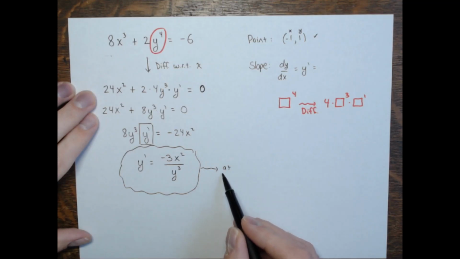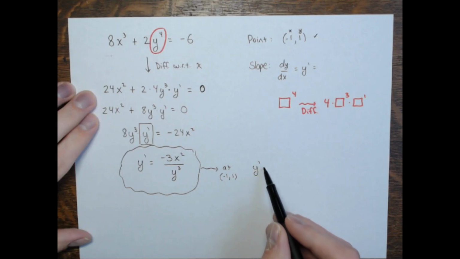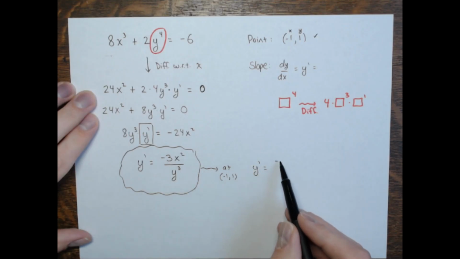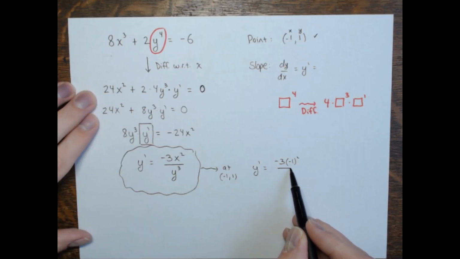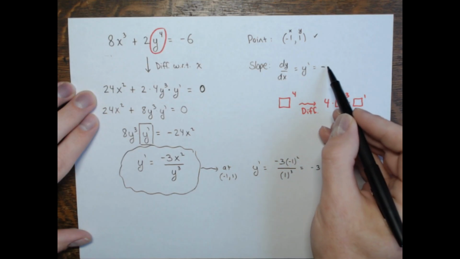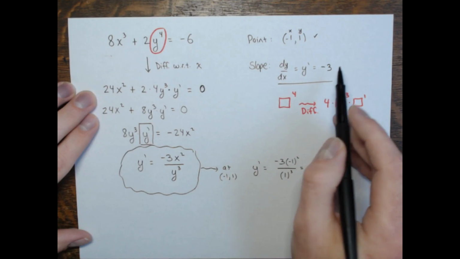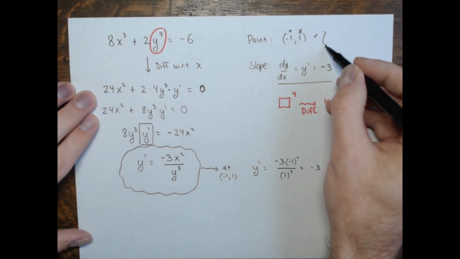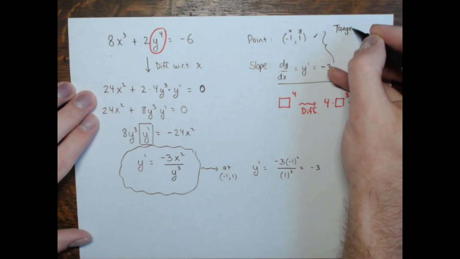So at the point -1, 1, the first derivative here would be -3 times -1 squared, x was -1, divided by, and then just 1 cubed, y was 1. This ends up being -3 overall. Okay, so there's point, slope. So remember, you can put this information together to get the equation of our tangent line.